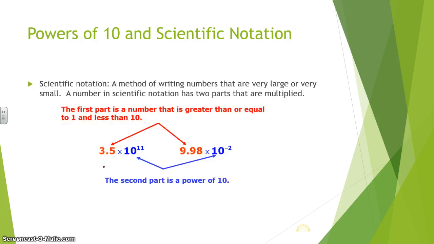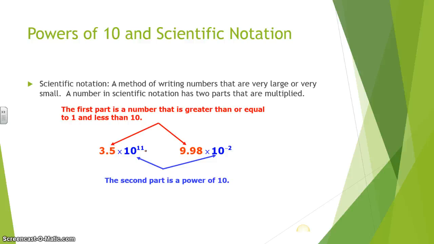Here we have the definition of scientific notation. It's a method of writing numbers that are very large or very small. A number in scientific notation has two parts that are going to be multiplied. So we have the red part here, which is the first part of the number that is greater than or equal to 1 and less than 10. The blue part here is the second part of this when we're working with the power of 10. So our first large number is 3.5 times 10 to the 11th. Our second value is 9.98 times 10 to the negative second power.